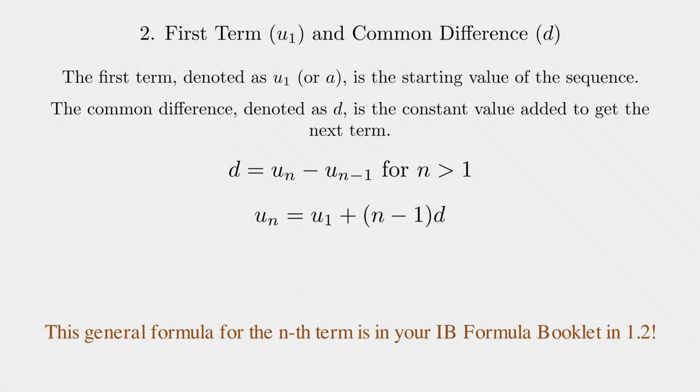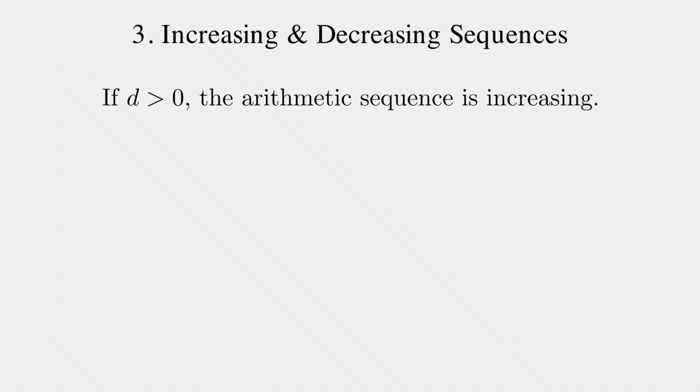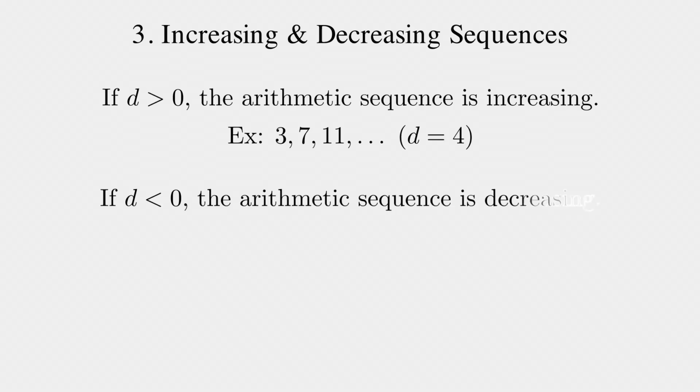And here's a crucial piece of information for your IB exams. The general formula for the nth term of an arithmetic sequence, un is equal to u1 plus n minus 1 multiplied by d, is provided in your formula booklet. So make sure you know how to use it. Finally, the common difference d also tells us if the sequence is increasing or decreasing. If d is greater than 0, the sequence is increasing. And if d is smaller than 0, the sequence is decreasing. 3, 7, 11, and so on is an increasing sequence, while 15, 10, 5 is a decreasing sequence where d is minus 5.